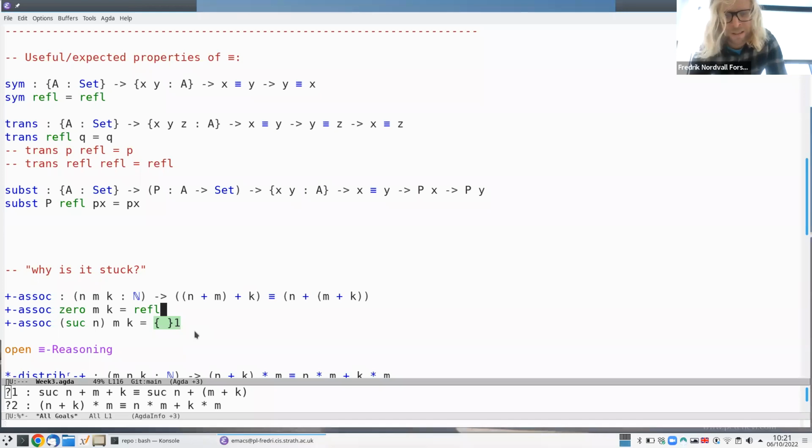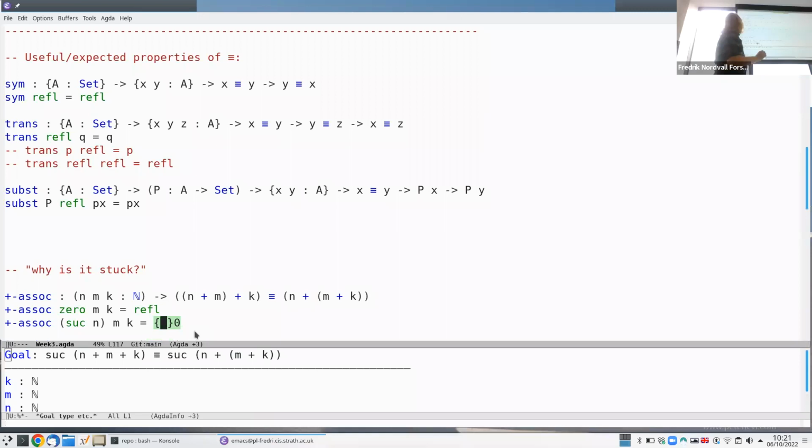Let's look at this one. So now we see that the left-hand side has reduced a little bit more, and the right-hand side has reduced a little bit more. And what we notice is that both the left-hand side and the right-hand side start with a constructor suc, right? Suc of something equals suc of something else. So we know that that first constructor coming out, that's already the right thing. We just need to make sure that this is equal to this.